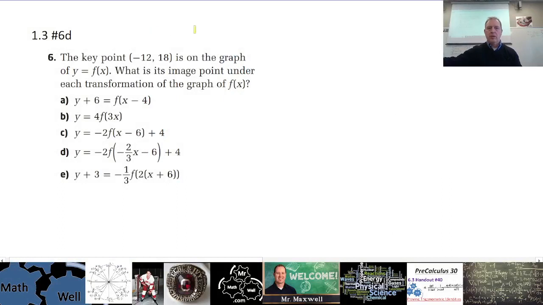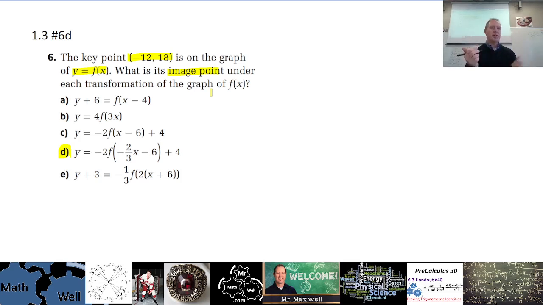All right, so the key point, negative 12, 18 is on the graph of y equals f of x. What's the image point under each transformation? So if we're looking at D here, you don't know what f of x is, so you can't sketch the graph of f of x and then stretch it and move it, and find out where the point is. So what we're going to do is examine the parameters of the transformation here, and we're going to use mapping notation.